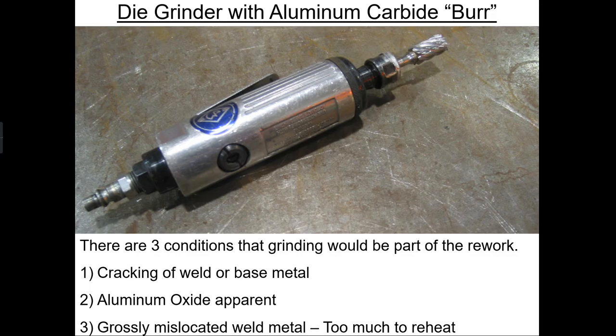Number two, aluminum oxide. You can actually see that there's black in the weld. The technique has been a problem, and probably left some aluminum oxide for us to try to resolve. Number three, you could have a grossly mislocated weld. I actually have a good example of this coming up where I took this particular device, this die grinder, and relocated a weld. I'm going to show you the three-part process. I believe it comes up in the quality program for this aluminum, so you'll see that very soon.